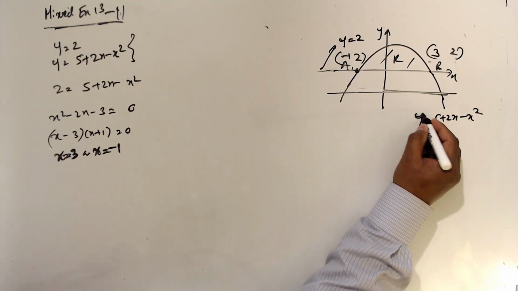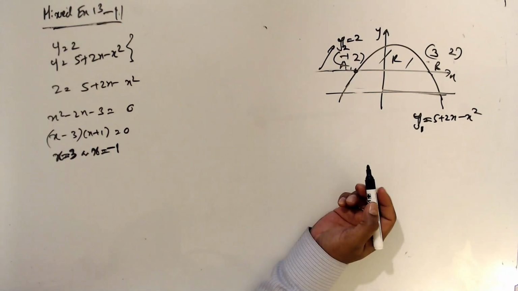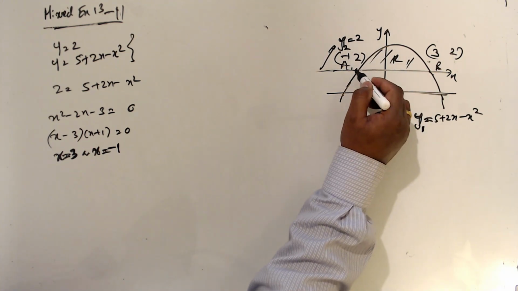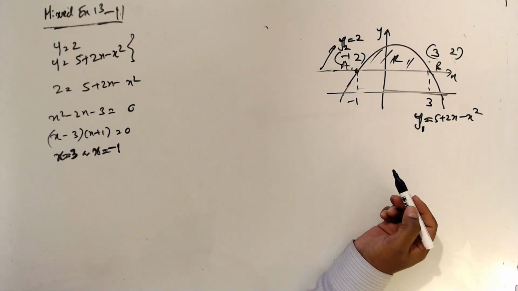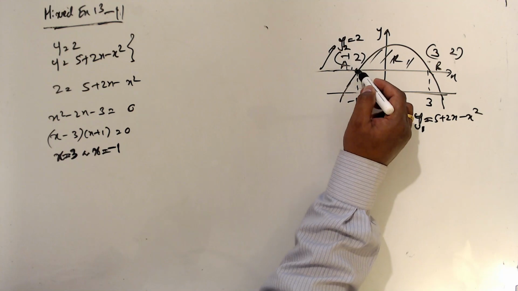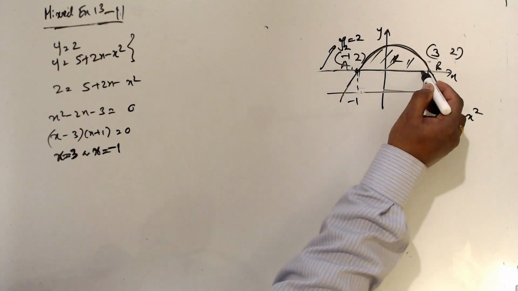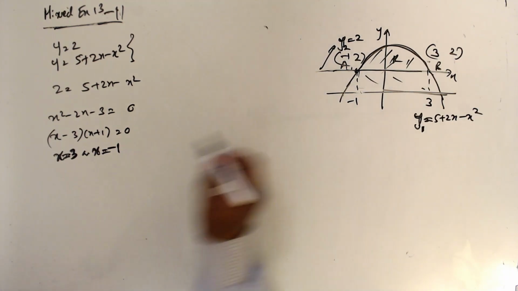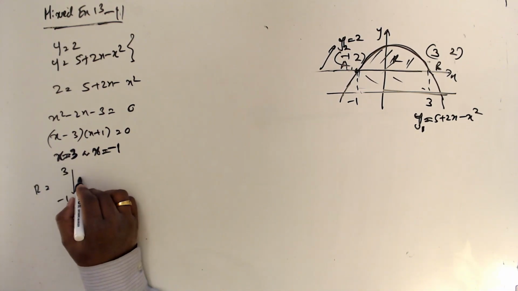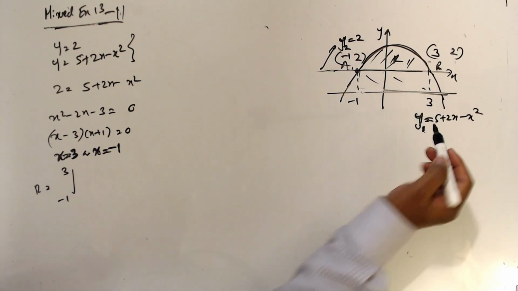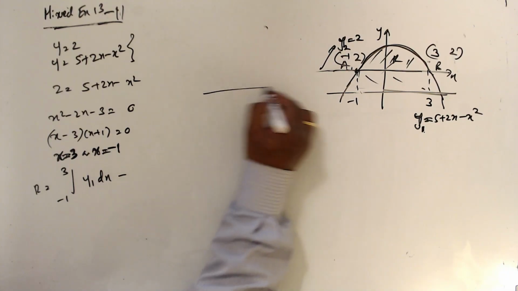Now I'll take this as the y1 curve. Now I want to find this area. So this is minus 1 and this is 3. This is the top curve, so this is the whole area minus this area. So the top curve, from minus 1 to 3. What is the top curve? y1. The integral of y1 dx, and so we will get this area.